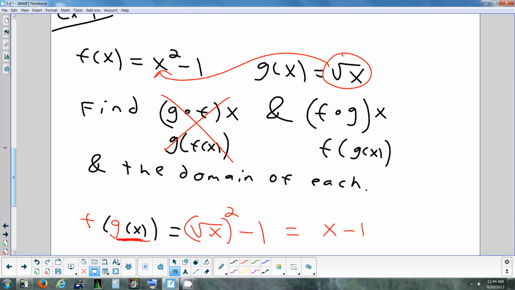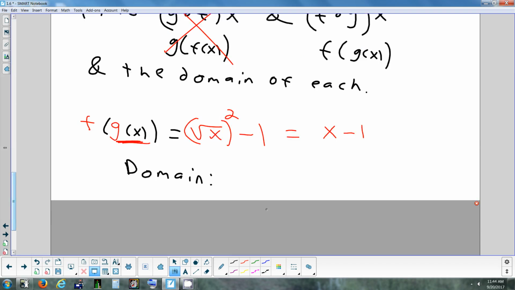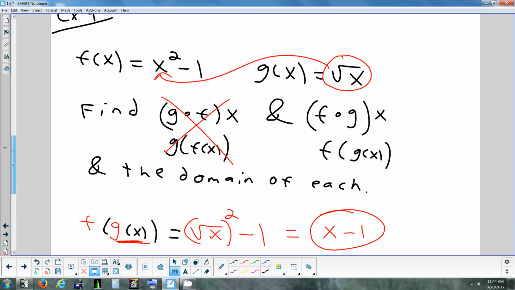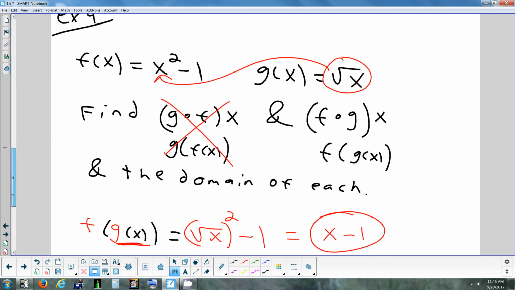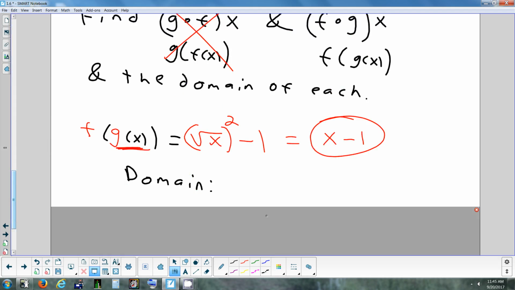Remember that. And now look at the final answer. Are there any numbers you're not allowed to subtract 1 from? No. So in this problem, you don't get any new restriction from the final answer. The only restriction comes from the first part, where we said don't include negatives. So the domain here is from 0 to infinity, which you do not get by just looking at the final answer. That's part of it, but you also have to look at the inside function.